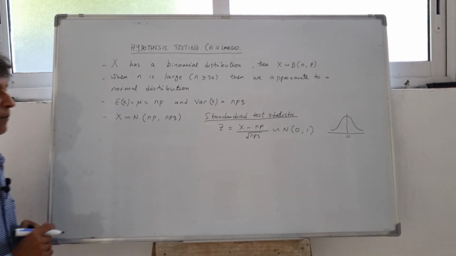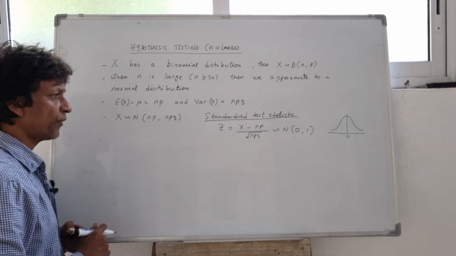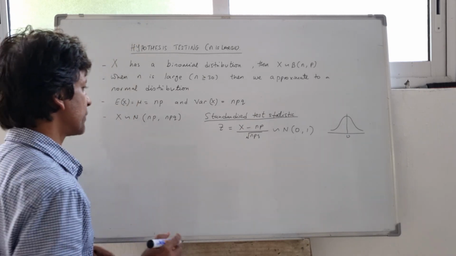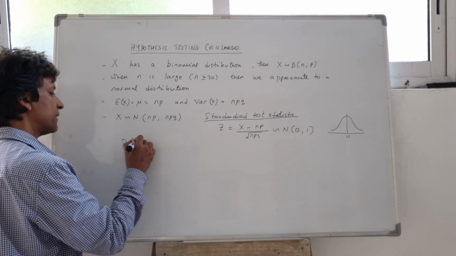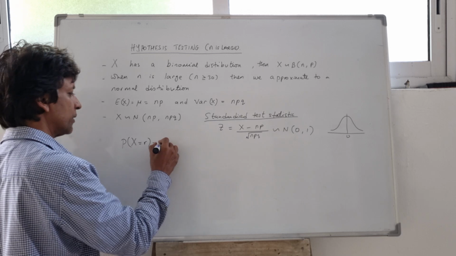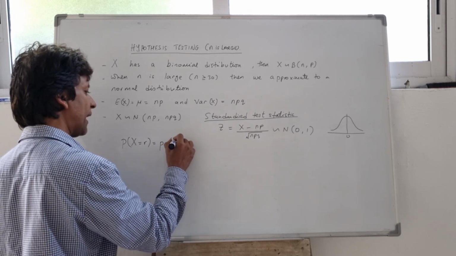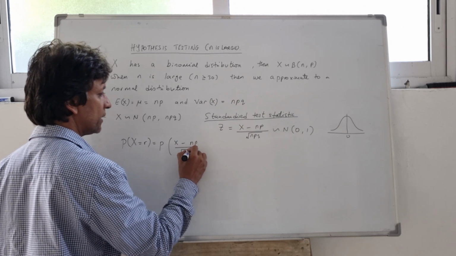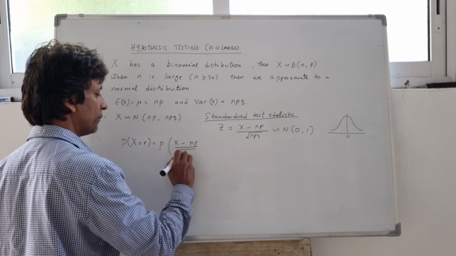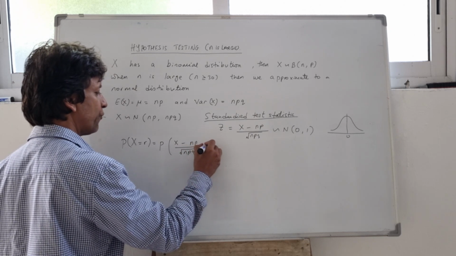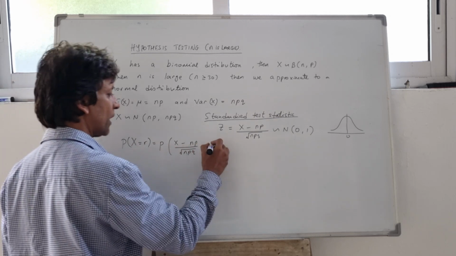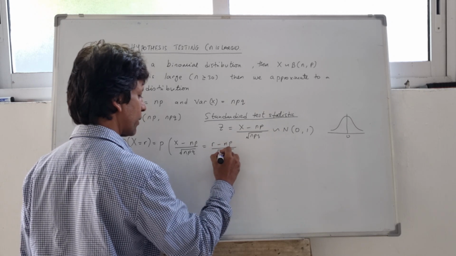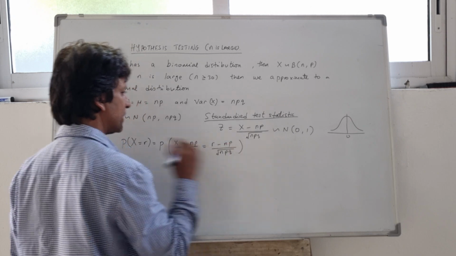Now from here, there's something very important that we need to bring into perspective. But before we do that, if I were to calculate the probability of x equal to r, that's going to be equal to the probability of x minus np, all of that divided by the square root of the variance npq. And we further know that x is equal to r, so we have r minus np divided by the square root of npq. And this is what we have.